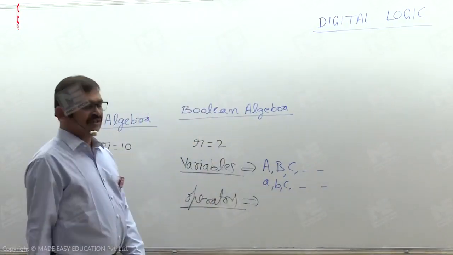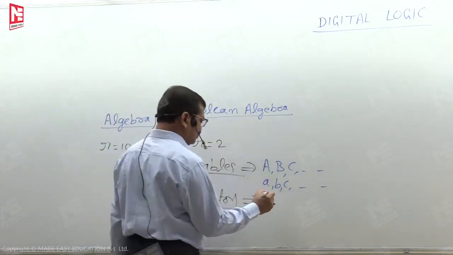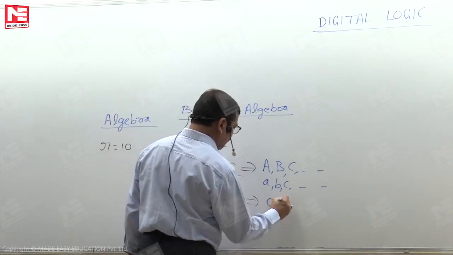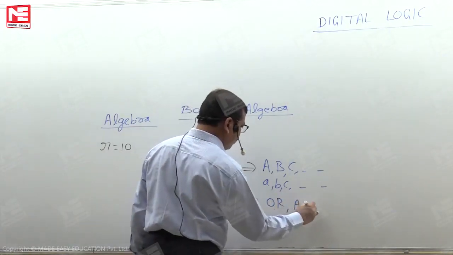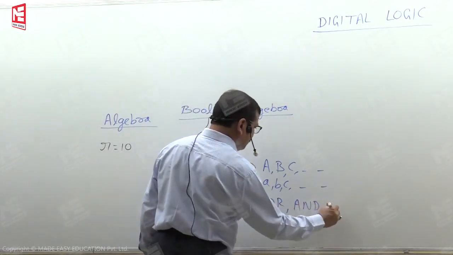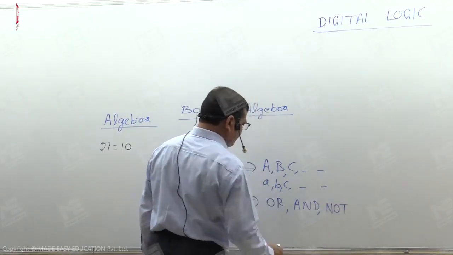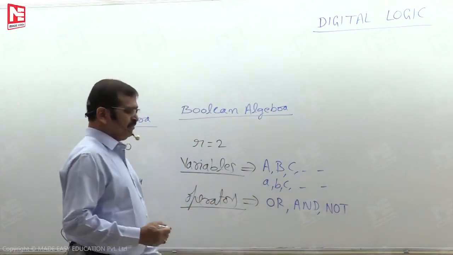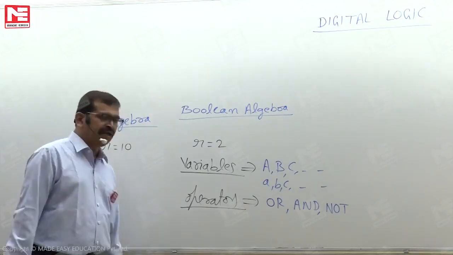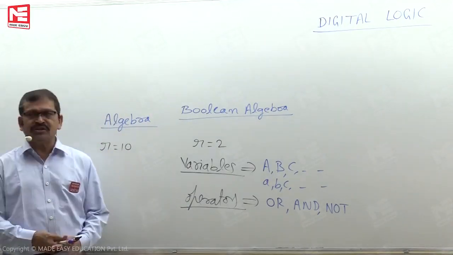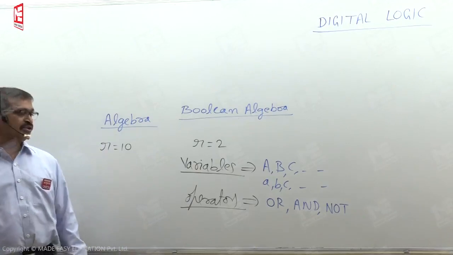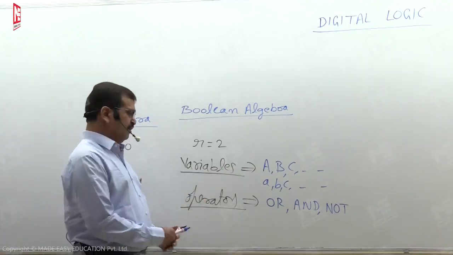And to relate these variables, we have the operators: OR operator, AND operator and NOT operator. These are the basic operators. By using these operators, it is possible to relate the variables so that it is possible to read the equations and expressions on these variables.